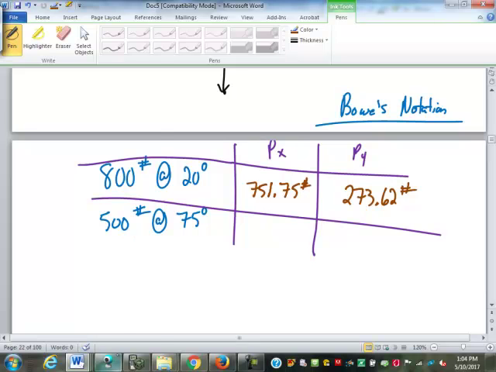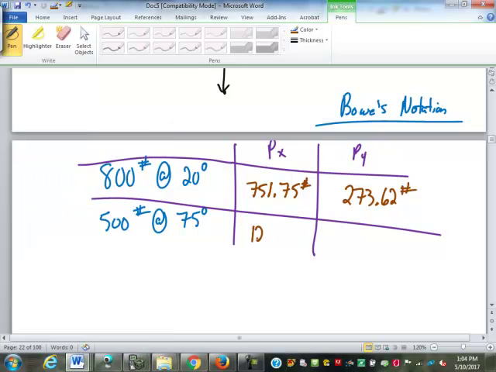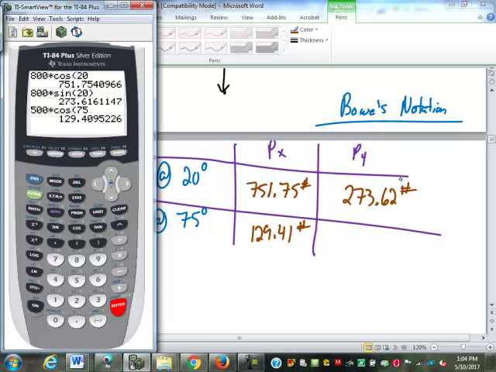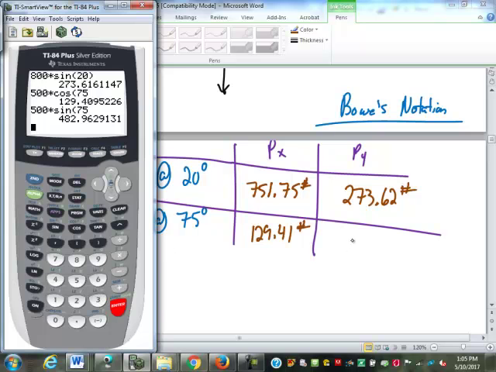For the 500, that px is equal to p cosine theta and py is p sine theta. So this is 500 times the cosine of 75 degrees, 129.41. And py is going to be 500 times the sine of 75, 482.96.